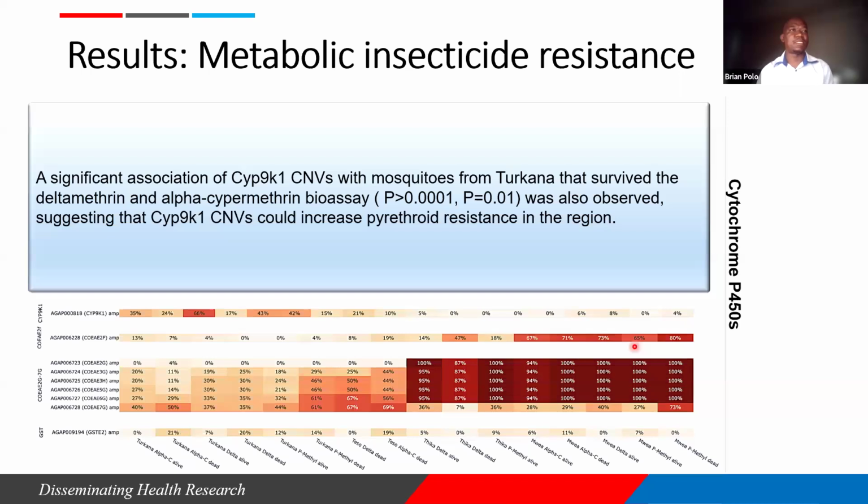Looking at the CYP9K1 CNV, we do observe a very high frequency of up to 66%, and that is particularly in Turkana. And the Fisher exact test revealed a significant association of CYP9K1 with mosquitoes from Turkana that survived deltamethrin and alpha-cypermethrin bioassay. This suggests that CYP9K1 could increase pyrethroid resistance in and around the Turkana region.